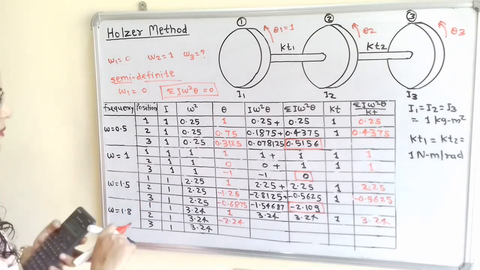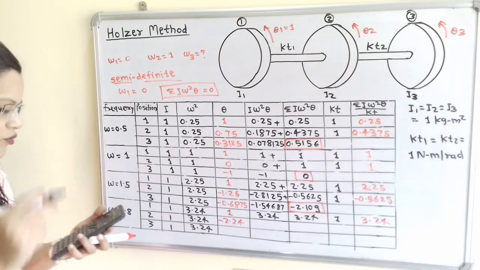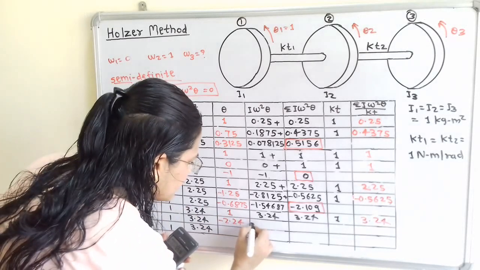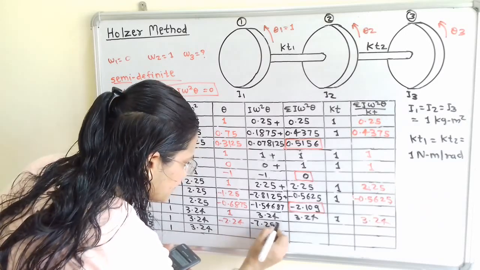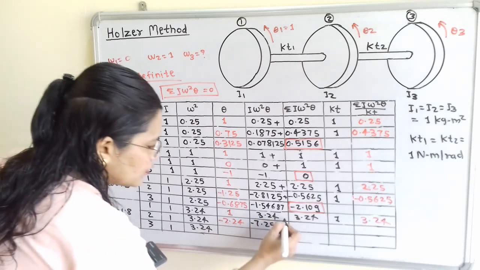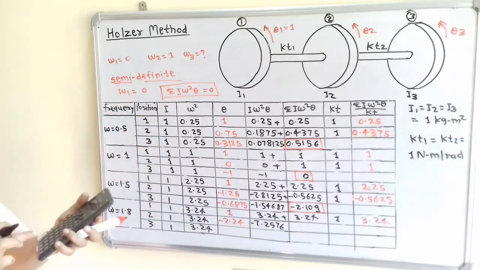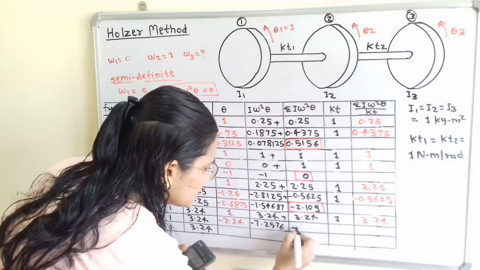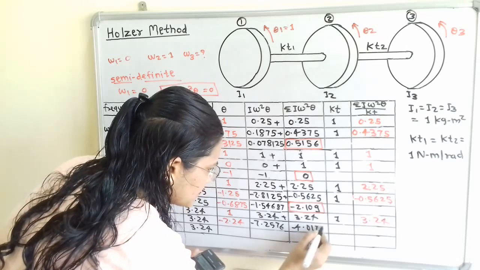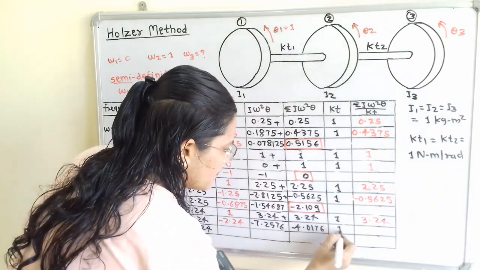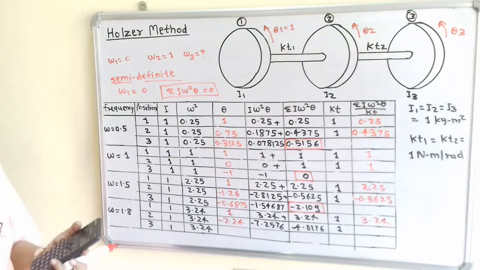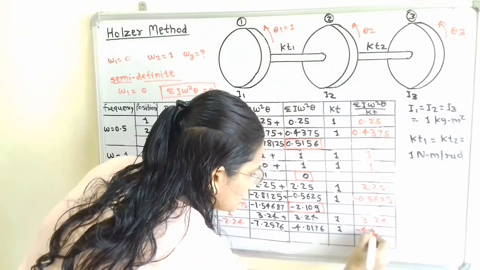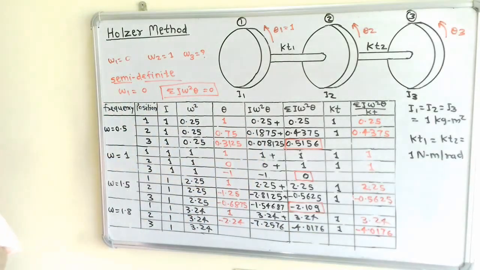This is an important step. Then I omega square theta: minus 2.24 multiplied by 3.24 is minus 7.2576. Summation of I omega square theta: we have to add the previous value, so plus 3.24. It is minus 4.0176. Then the next kt is 1, and now the summation of I omega square theta by kt is minus 4.0176. Now we will move to the next.